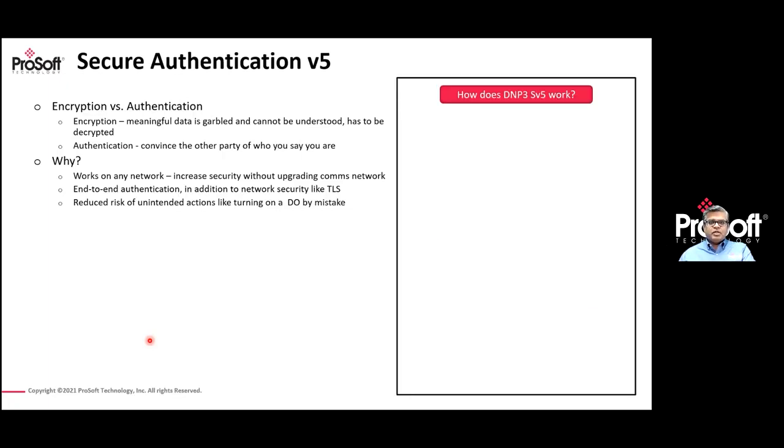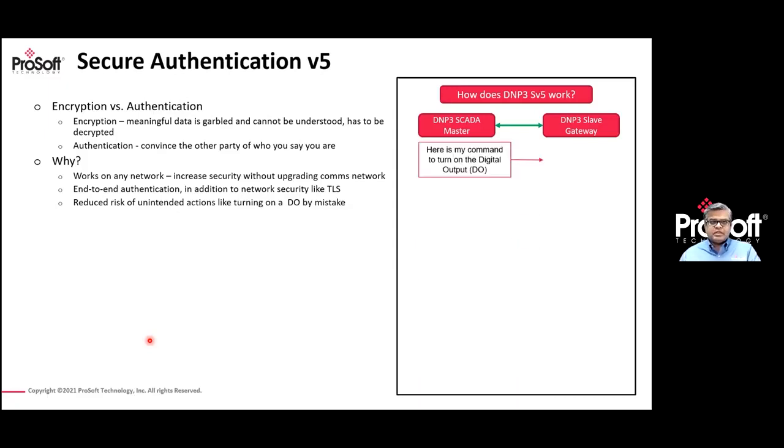The way secure authentication works is you've got a SCADA master, and let's say you've got a slave. That could be a gateway, or the PLC that you're talking to. Let's say the SCADA master says, here's a command to turn on an output. The output could be anything, like turning on a pump or switching the position of a valve. The slave would then say, okay, I've got the command, but how do I know who you are? I want verification that it's being sent to me from the right source, the right address, all of those things, before I can actually execute on it.